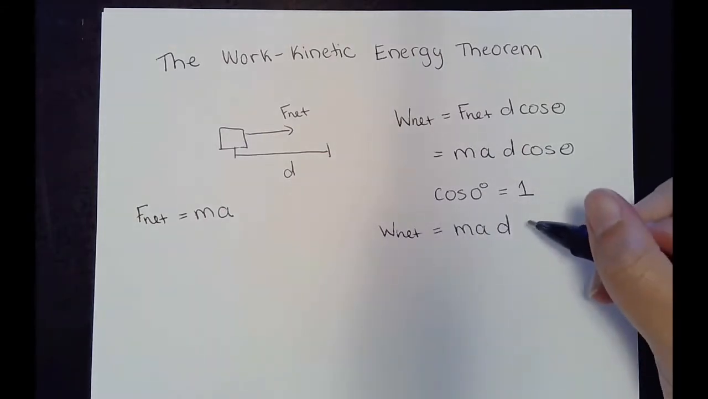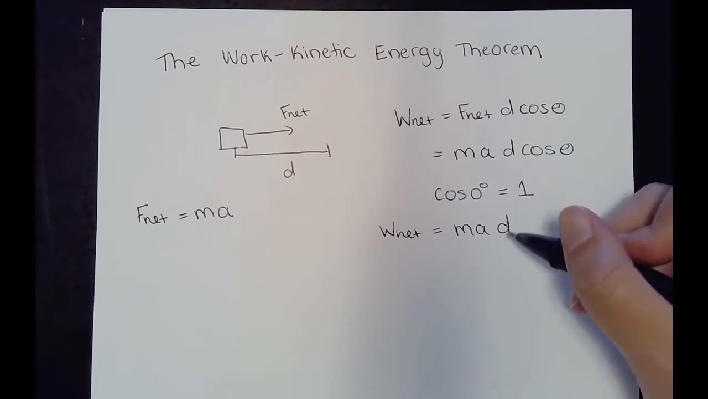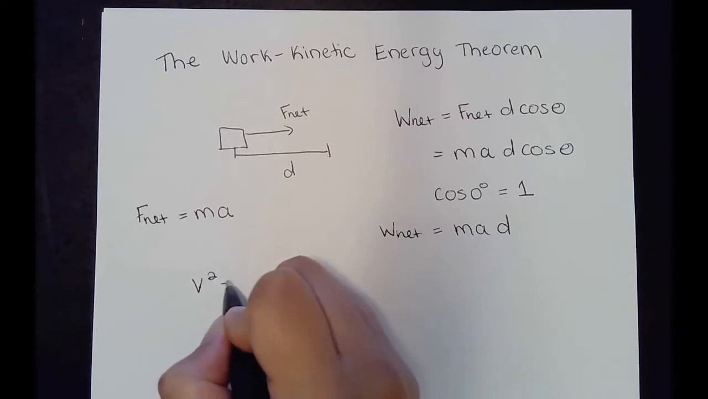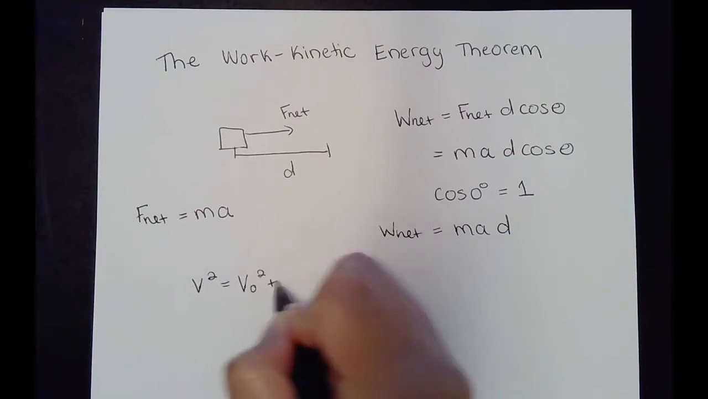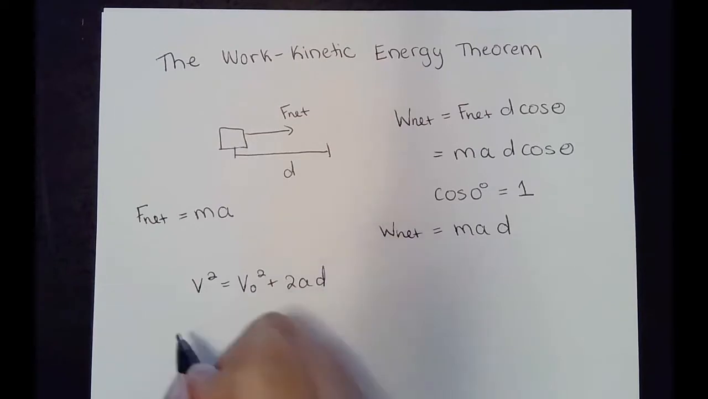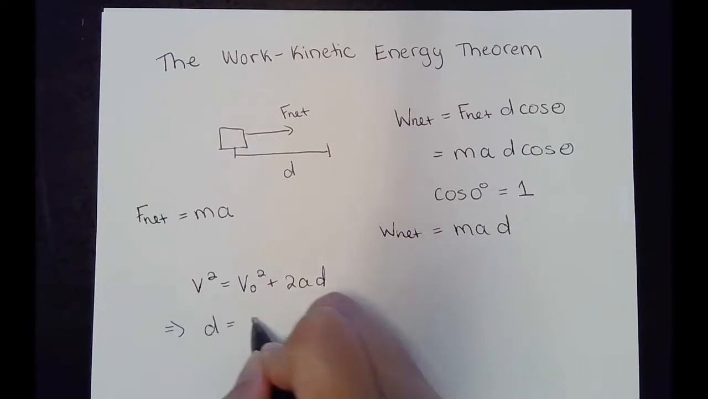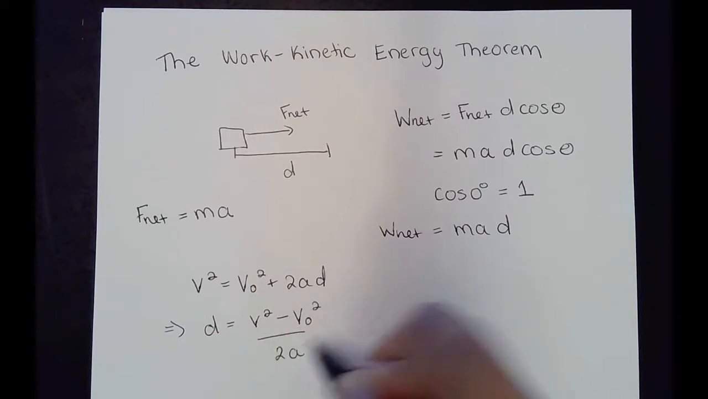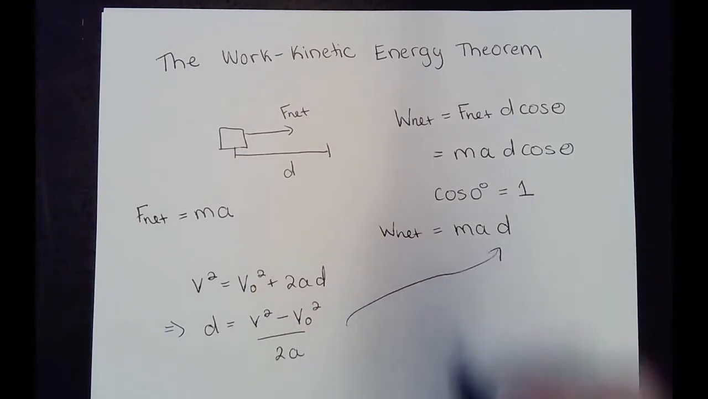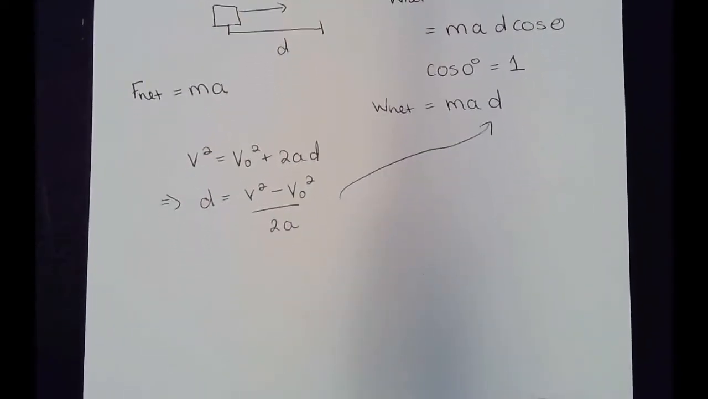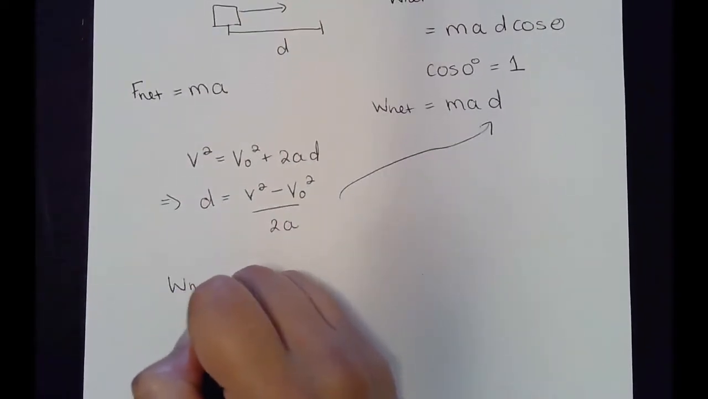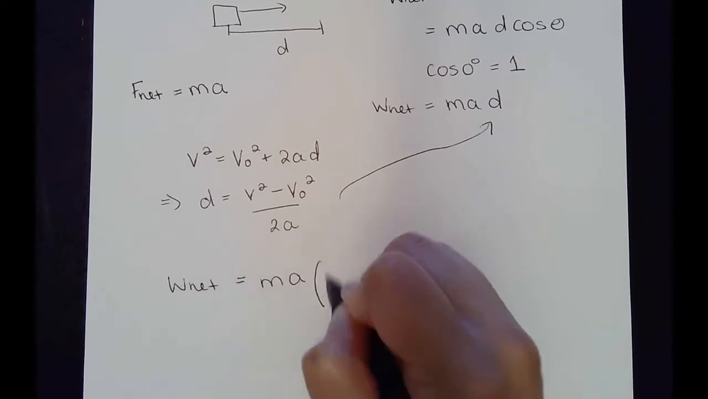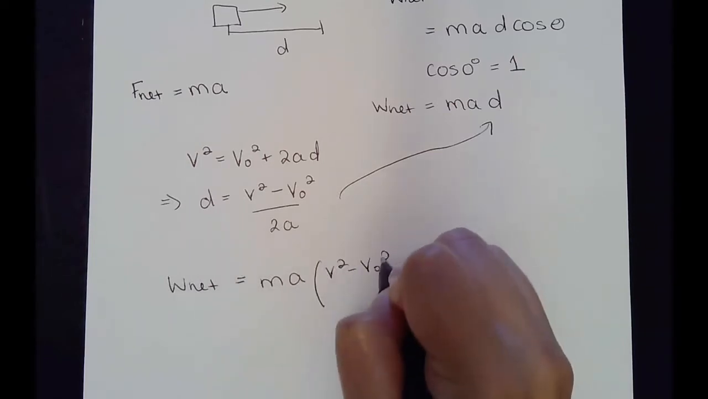So now I want to use a kinematics equation to eliminate this d factor here. So I'm going to choose v squared equals v naught squared plus 2ad. So we have d equals v squared minus v naught squared over 2a. And I'm plugging that in here for d. So the net work equals ma times v squared minus v naught squared over 2a.